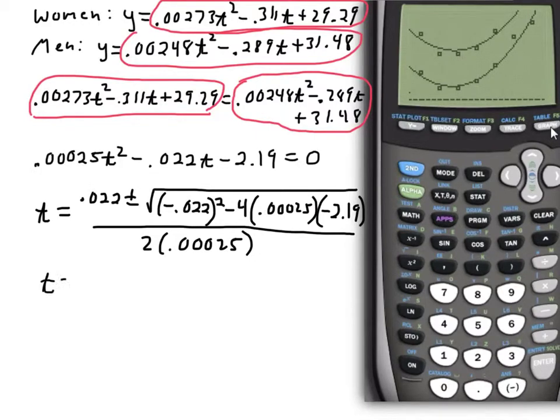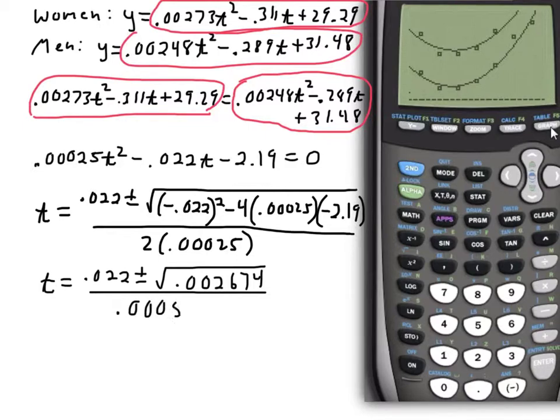And that would give us t equals 0.022 plus or minus the square root of 0.002674, divided by 0.0005. Now we'll convert these over to decimals by working them out on the calculator. First I'll use the plus, and when I do that calculation using the plus, the answer comes out to be 147.4.